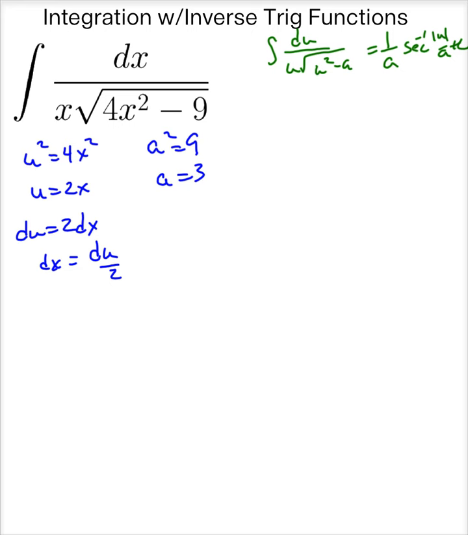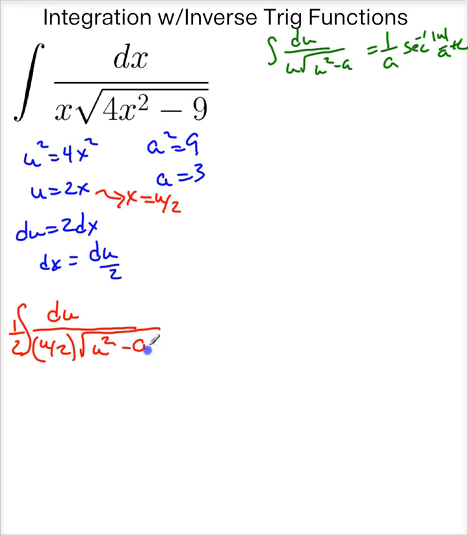Now I'm going to take all of this and I'm going to change colors. Let me go to red. And I'm going to plug these into my original equation. So this becomes the integral. dx is du over 2. So I'm going to put this 1/2 out here. Divided by, now x. I didn't solve this for x, but it's pretty obvious that x is u over 2. I should have done that. So this is u over 2 times the square root of 4x squared, which is u squared minus a squared.